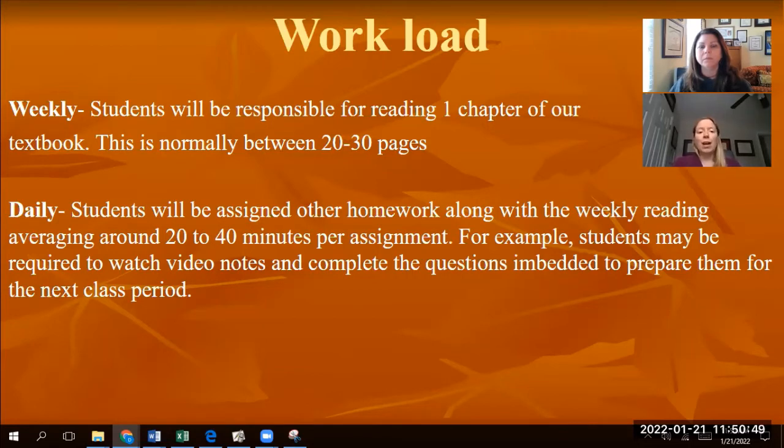We also will give you a daily assignment, which is to go along with the weekly reading. For example, this year we've been doing video notes, which are pre-recorded lectures that have questions embedded, and students are asked to watch those for the next class to be prepared for the activity. This can take somewhere between 20 minutes to 40 minutes, and for the reading, it could be up to 3 hours for some students, depending on their reading speed and the quality of the notes that they are writing at the time. But that can vary from student to student.